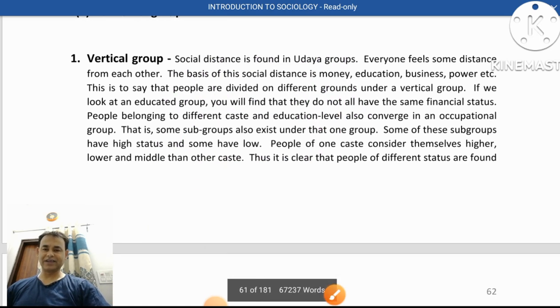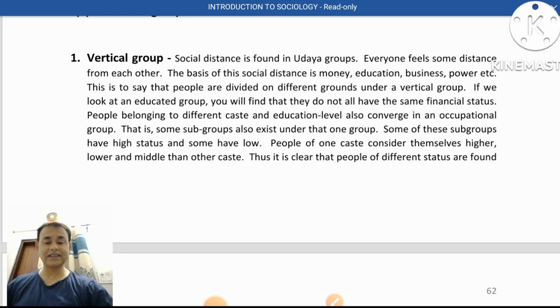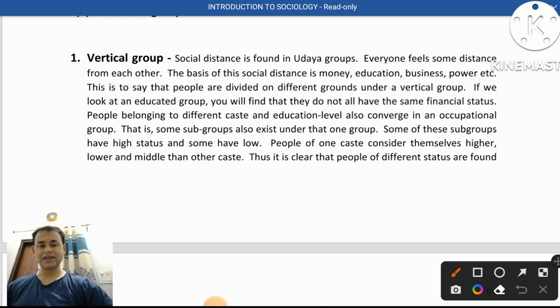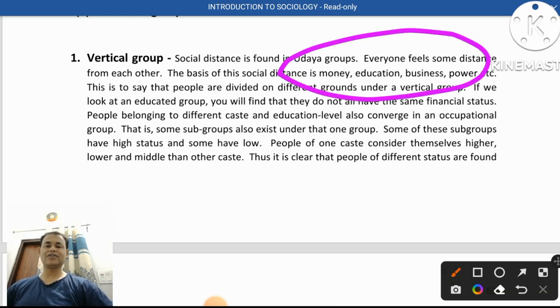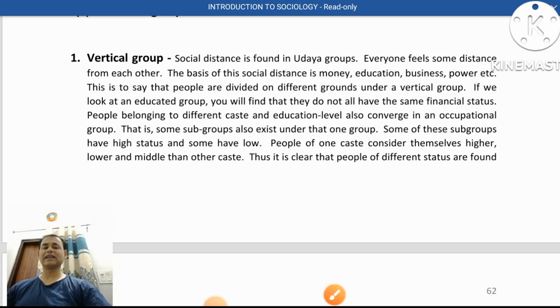Everyone feels some distance from each other. The basis of social distance is money, education, business, power. This is to say that people are divided into different groups under the vertical group.